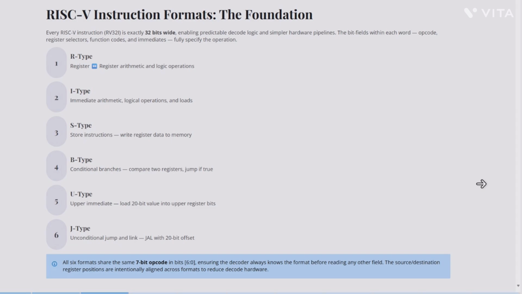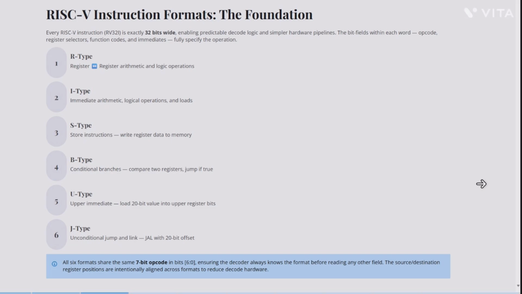Let's move on to RISC-V instruction formats now. Every instruction is 32 bits wide, enabling predictable decode logic and simpler hardware pipelines. In RISC-V, we have 6 types of instructions, and it is the opcode which determines what type of instruction it is. Assume we have an instruction coming from memory to the processor. How will the processor identify what instruction it is? It is based on the 7-bit opcode out of the 32 bits, and that decides which type of instruction it is from these 6 types, and what function is determined by the func3 and func7 bits.